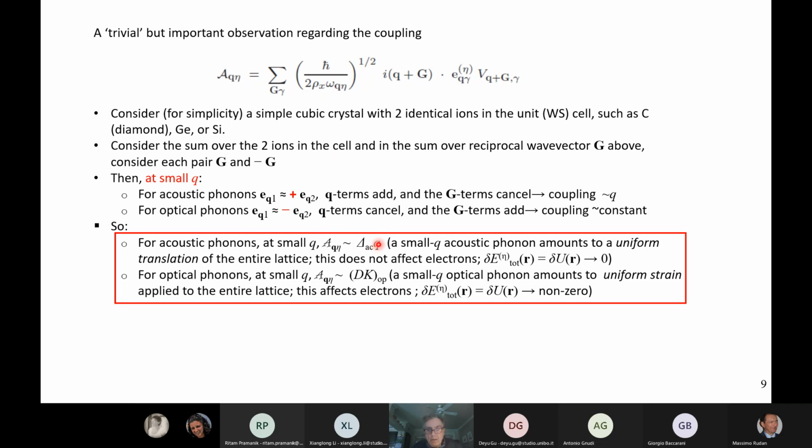On the contrary, for optical phonons, we just write it as some constant, D, which implies that it's a deformation potential, so units of energy, and the big K here tells you that you're dealing with a wave vector. So this is the standard nomenclature that is used in the literature. So this is an important consequence that I should have emphasized last time, and I forgot to do it. So keep that in mind.